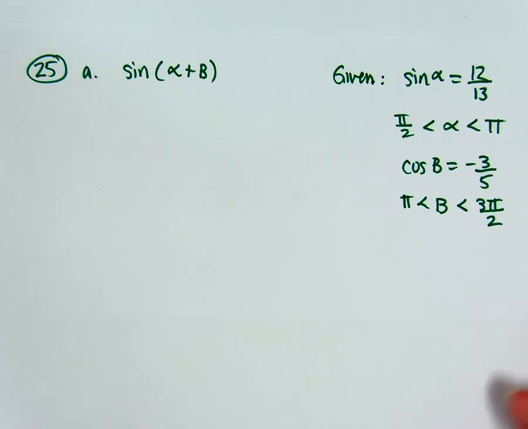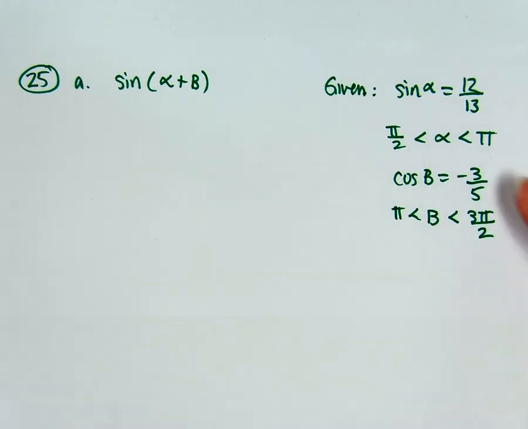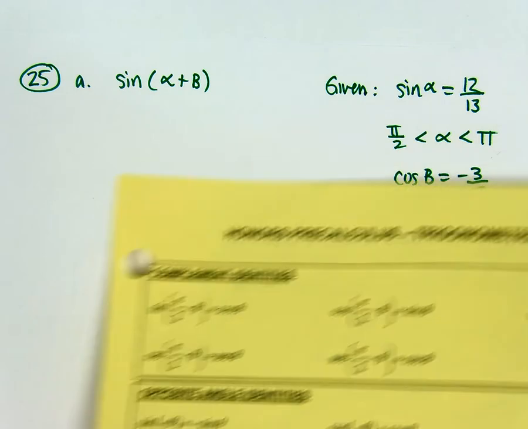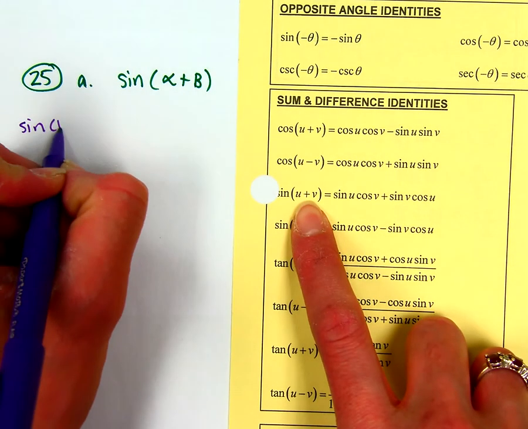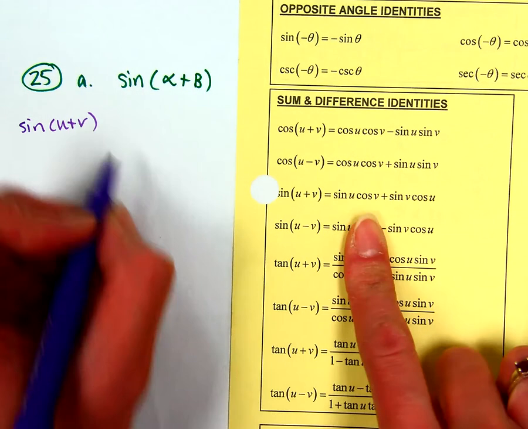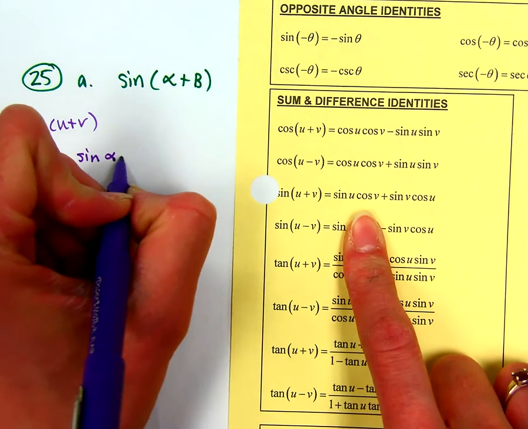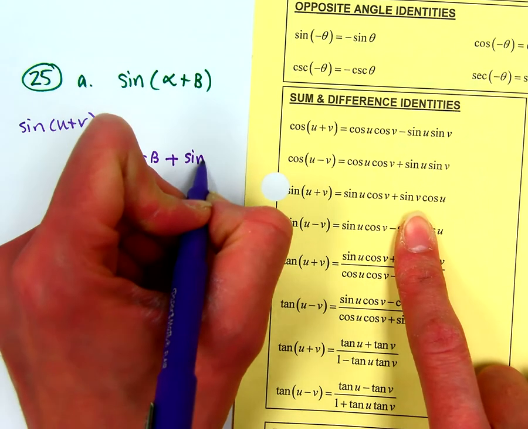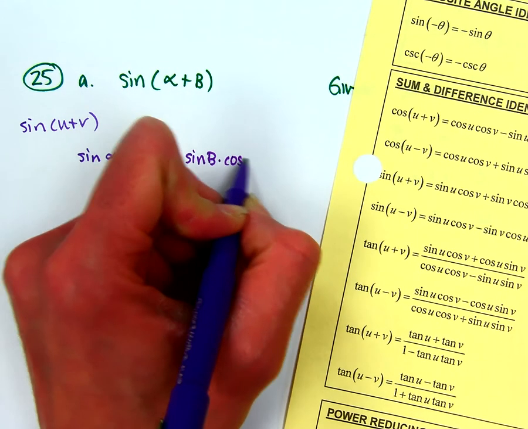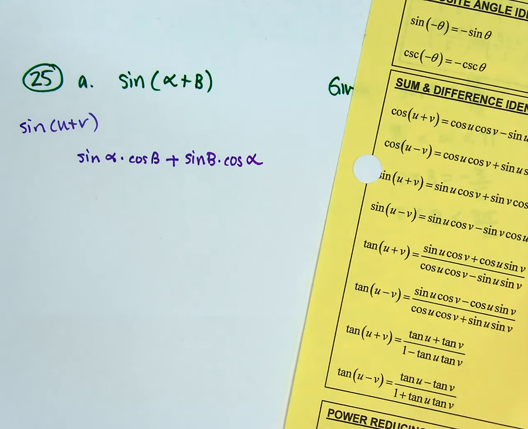Okay, so problem number 25, that's our last one. So 25 asks you to compute the quantity using the following data. So they want you to figure out what is sine of alpha plus beta, and they give you some information over here. All right, so figure out which sum and difference identity is needed. And this matches up with sine of u plus v. So we're going to expand, and we have sine of alpha times cosine of beta plus sine of beta times cosine of alpha.